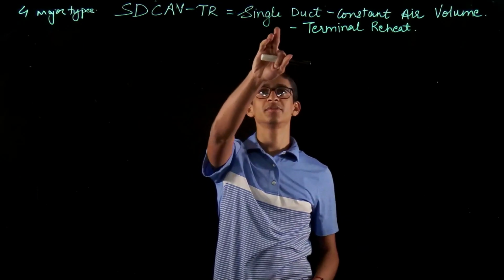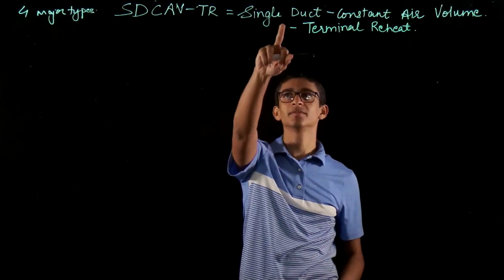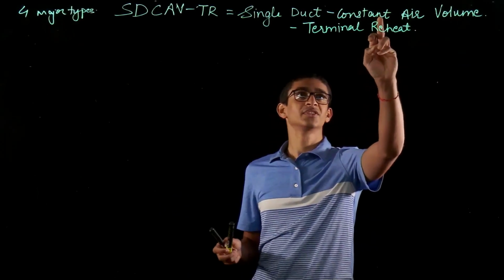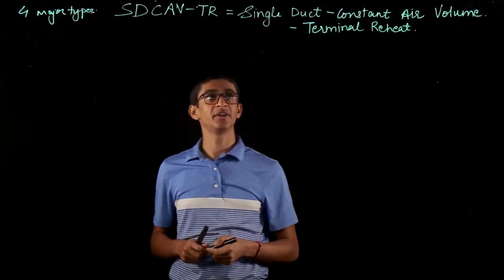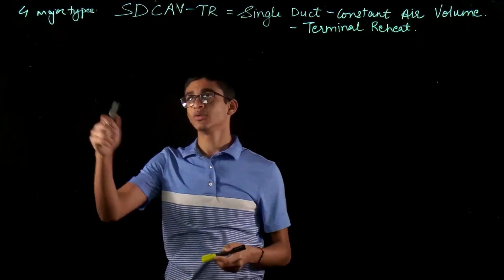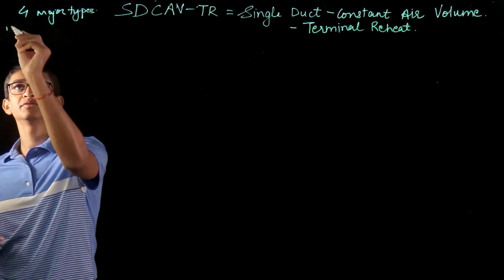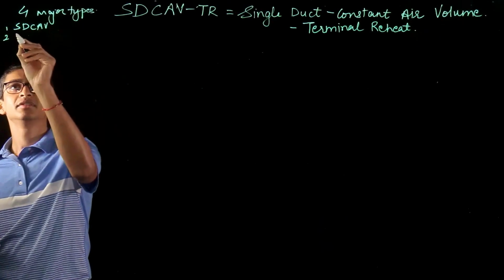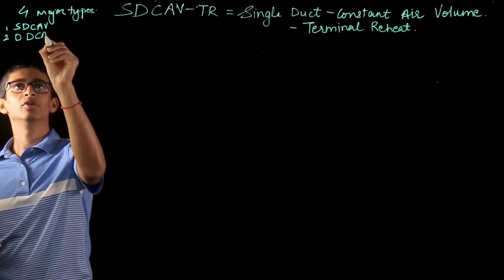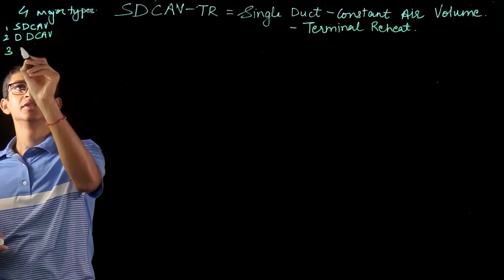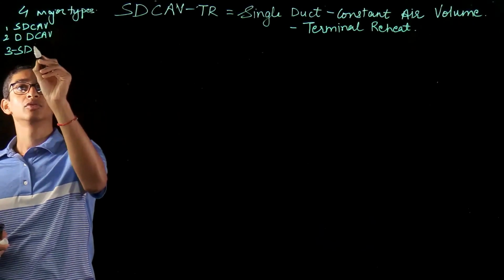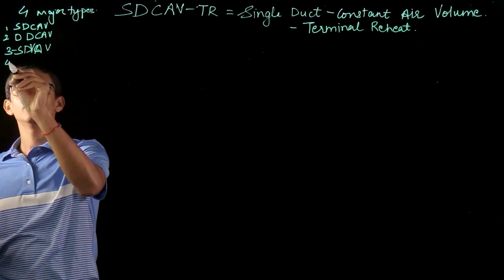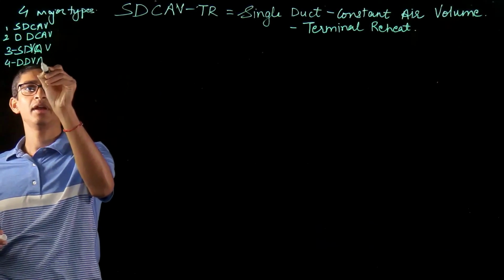So there could be another possibility of having 2 ducts, so there could be dual duct. That is the first point of differentiation. The second point of differentiation is this is a constant air volume; the other possibility is having a variable air volume. So the 4 major types would be: the first one, single duct constant air volume; the second one, dual duct constant air volume; the third could be single duct variable air volume; and fourth, dual duct variable air volume.